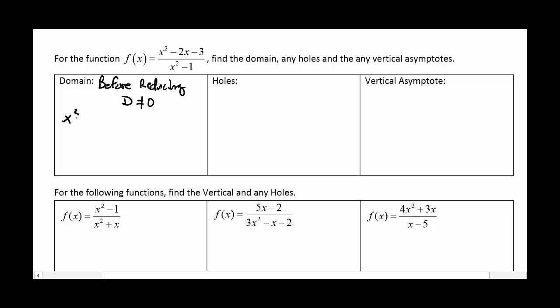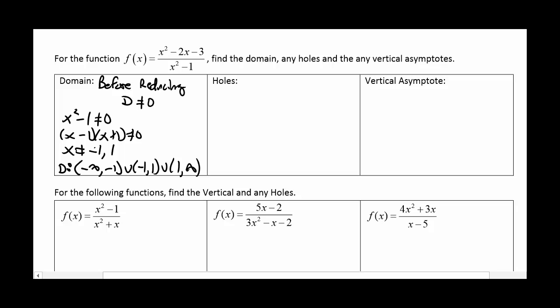So in this case, x squared minus 1. Figure out where that's going to equal 0, and that's the number we don't want in the domain. This one is factorable. It's a difference of two squares. And so I get that x should not be equal to -1 and 1. So that's what I want to kick out. So our domain is negative infinity up to -1, union, -1 to 1, union, 1 to infinity. Okay, now our holes. Our holes we find by factoring, and we want to reduce.